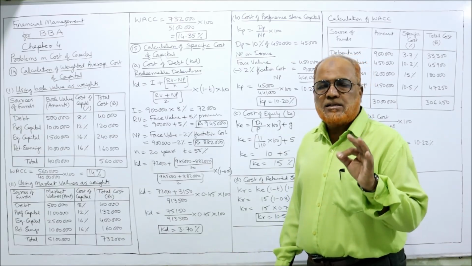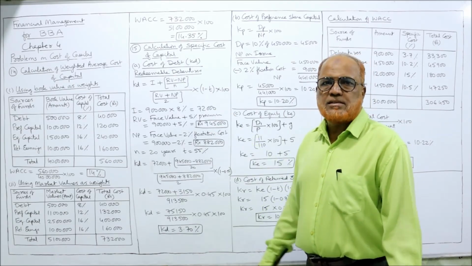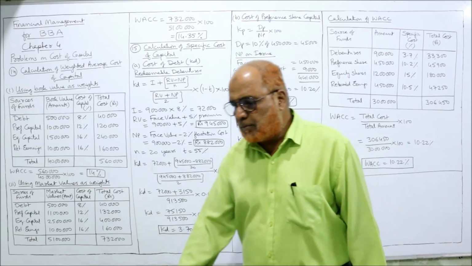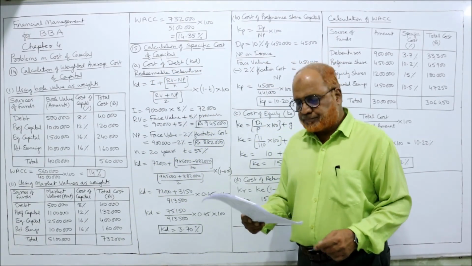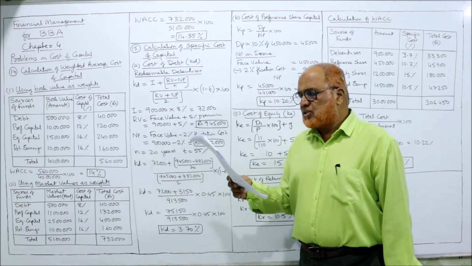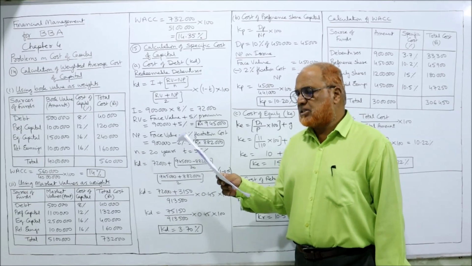14.35%. That is the WACC using market value as weight. That's it. This is the end of problem number 14. Last and final problem. The electricity manufacturing company wishes to determine the WACC for evaluating capital budgeting projects.